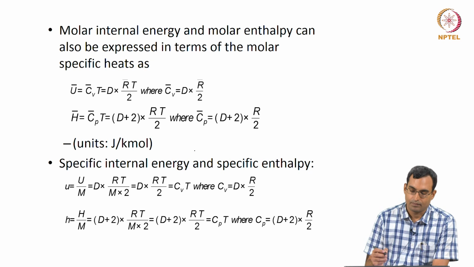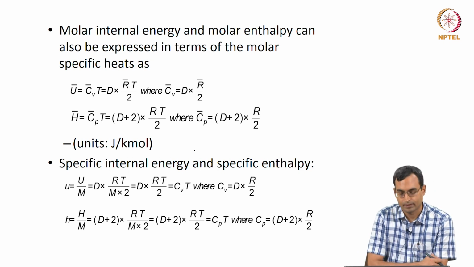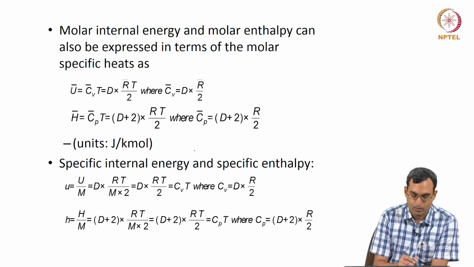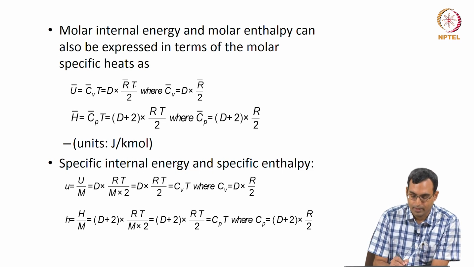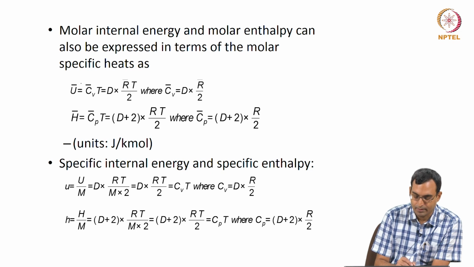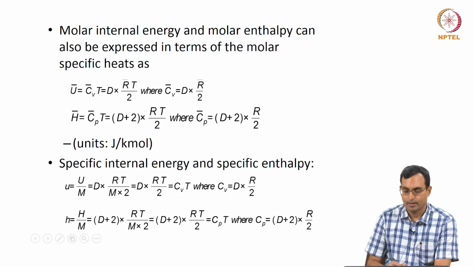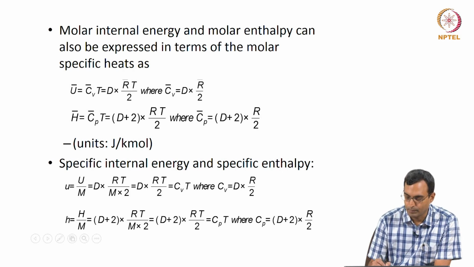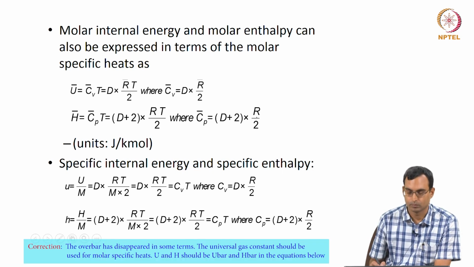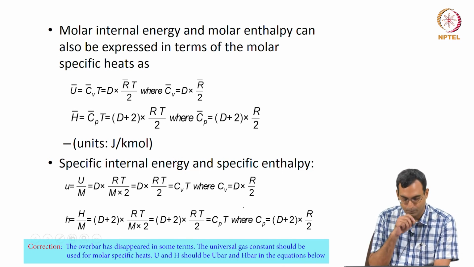So, we can also write these in terms of the molar specific heats. Here we write U bar is equal to Cv bar times T, which is d into R bar T by 2, where whatever is in front of the T is essentially Cv bar, which is d R bar by 2. Similarly, for enthalpy, whatever was in front of the T is what we write as Cp bar, which now comes out to be d plus 2 into R bar by 2. In this case, of course, the units will be joule per kilomole.